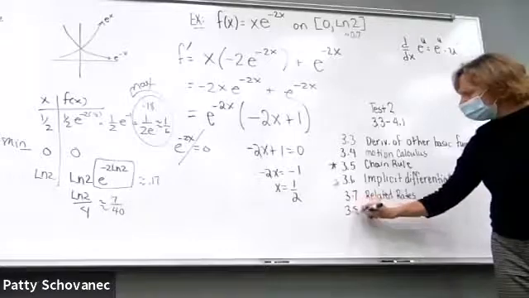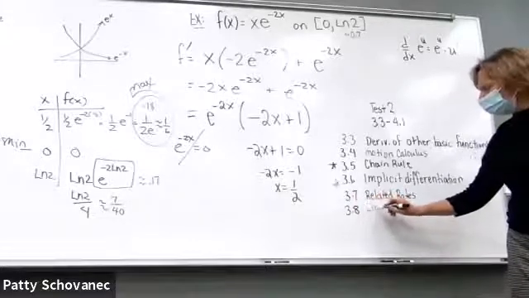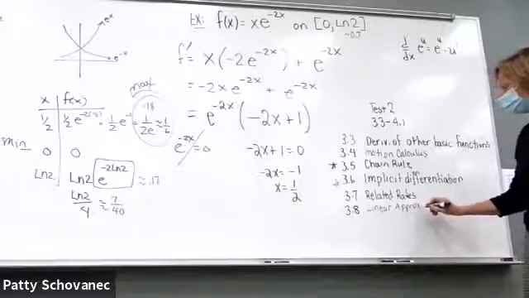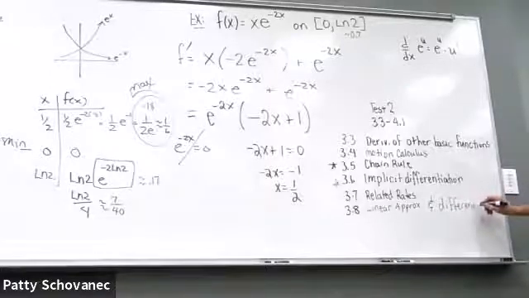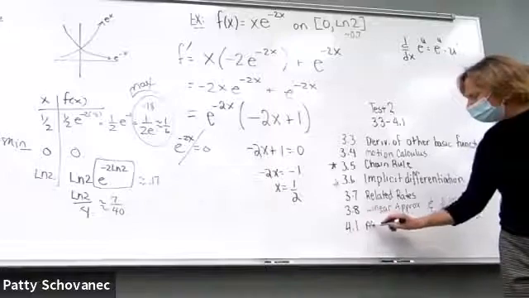3.8 was the differential and the linear approximation. And then 4.1 was the stuff that we just did here, the absolute max and mins.